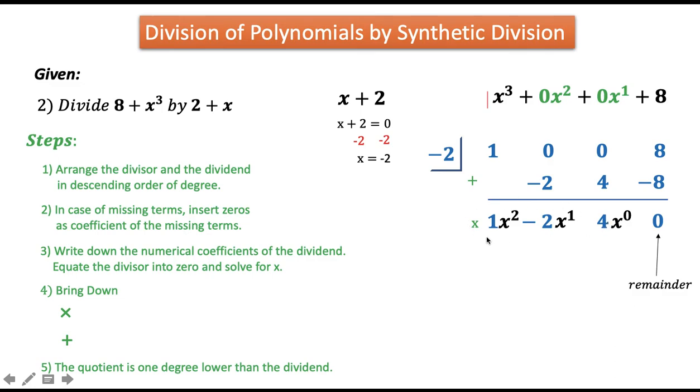Then we will just simplify our quotient. So 1 times x squared, that is simply x squared. X raised to 1 is x times negative 2, that's negative 2x. X raised to 0 is 1, and 1 times 4, that is positive 4. And this will be our quotient, x squared minus 2x plus 4.